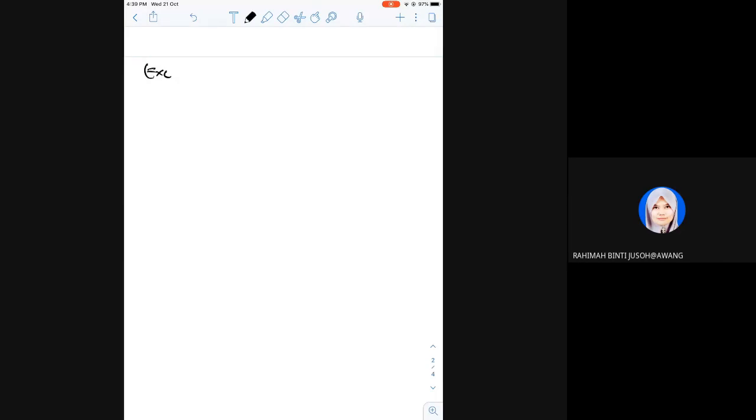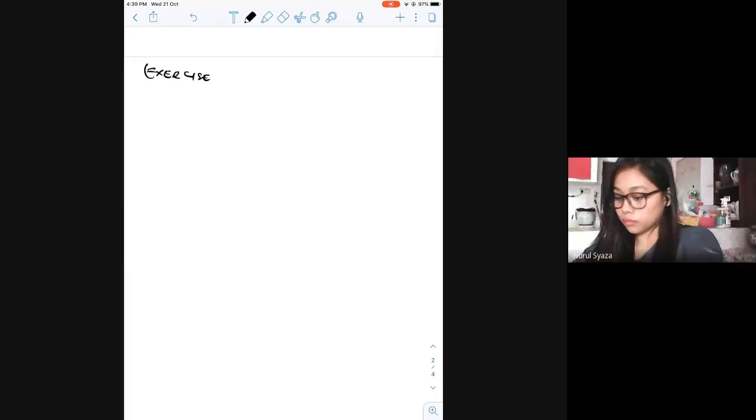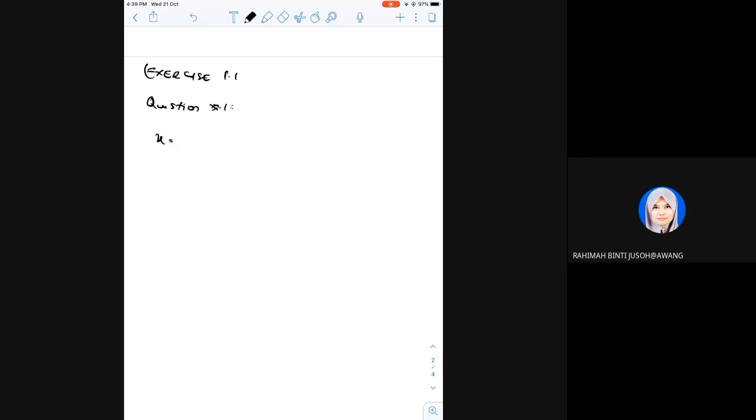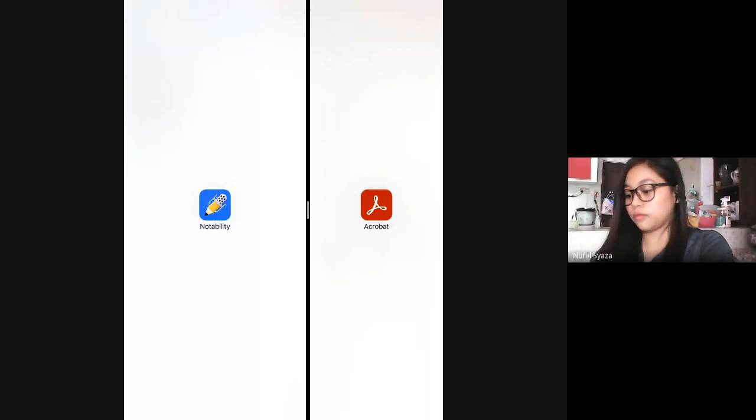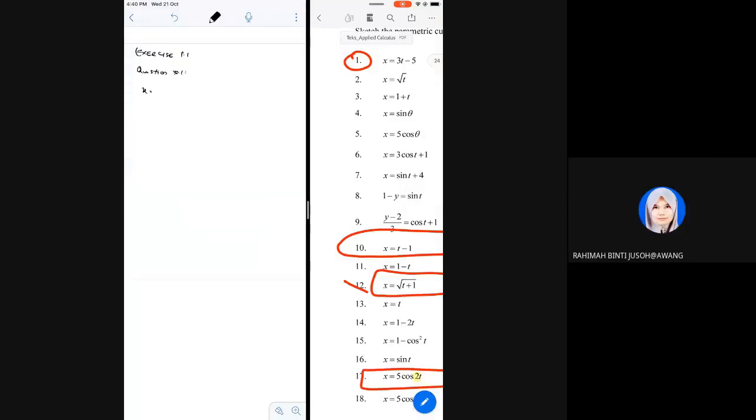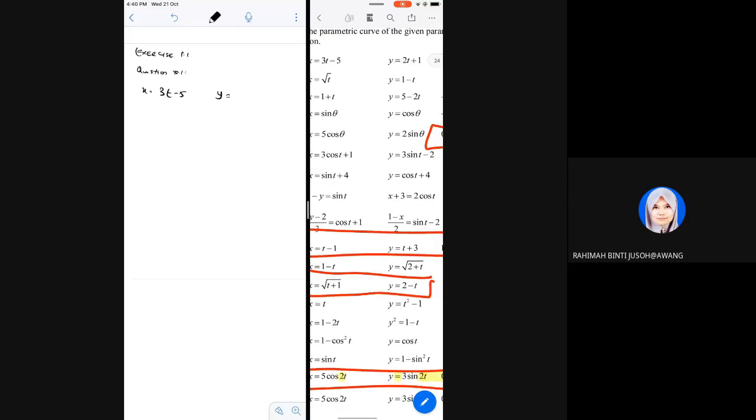Exercise 1.1. Question number 1. X equals 3t minus 5 and then y equals 2t plus 1.